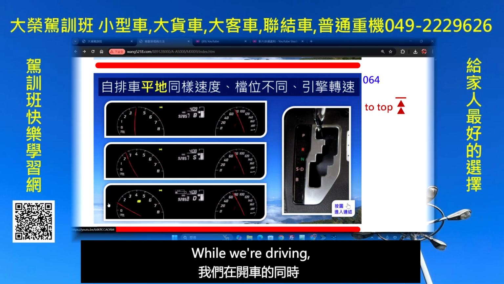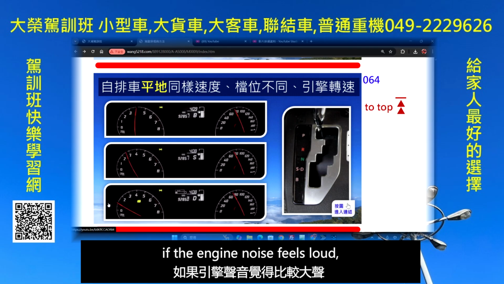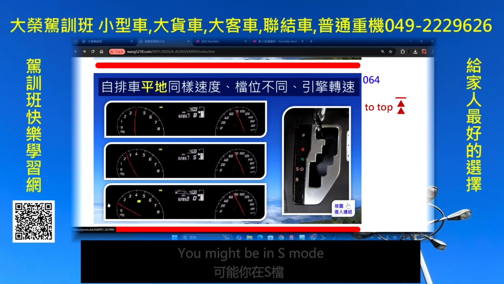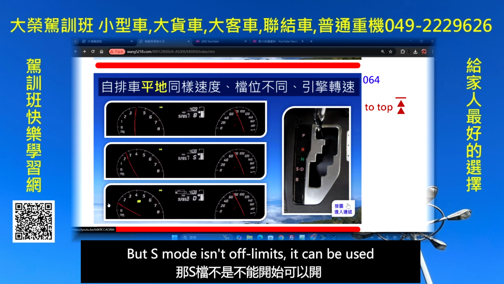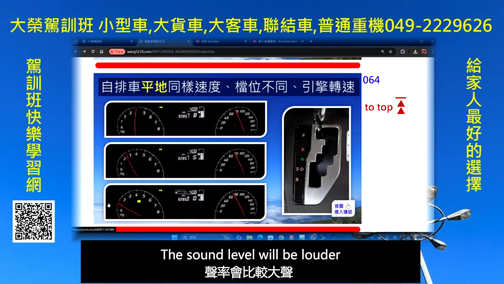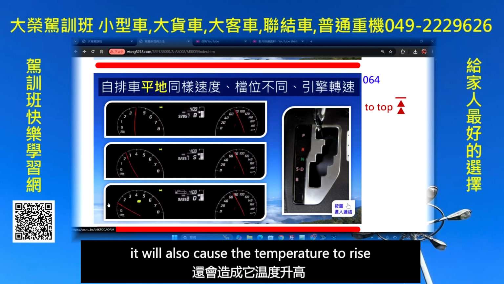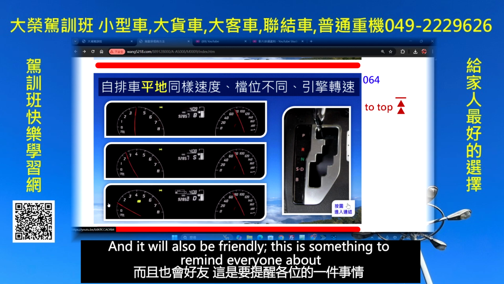While we're driving, if the engine noise feels loud, you need to pay attention to whether your gear is right. You might be in S mode, but S mode isn't off limits. It can be used. Higher RPM means the sound level will be louder. High RPM and loud noise will also cause the temperature to rise. This is something to remind everyone about.